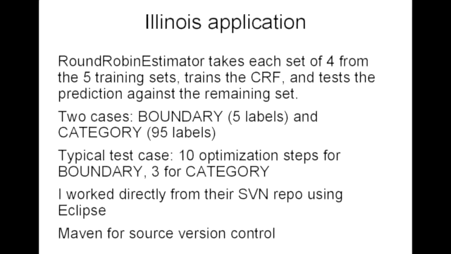Because the boundary is much faster. Typically, they'll do 10 optimization steps of that, and the whole thing will take about 5 minutes to run in Java. The category case, they will run for only three iterations, and that'll take about an hour running Java. In terms of the development environment, straight from their SVN repository, I worked in Eclipse, checking in my changes as I got them.